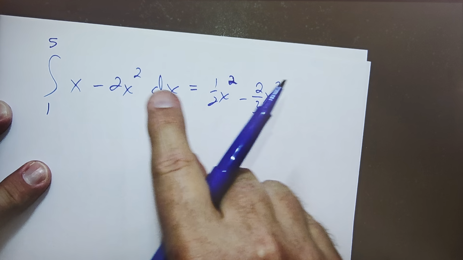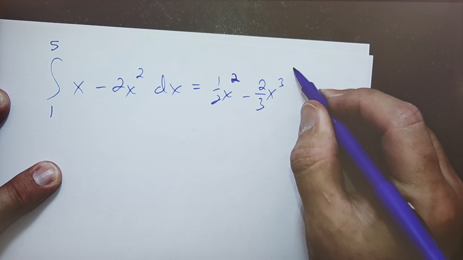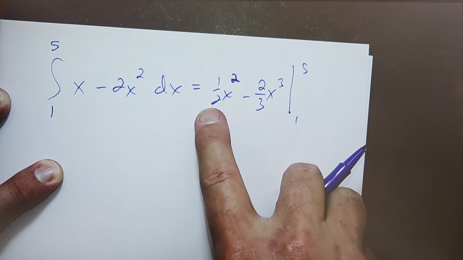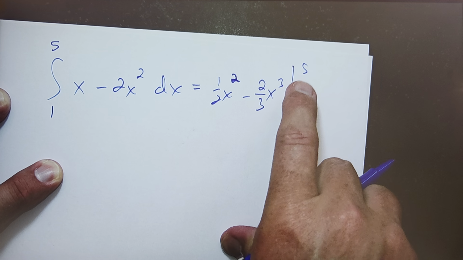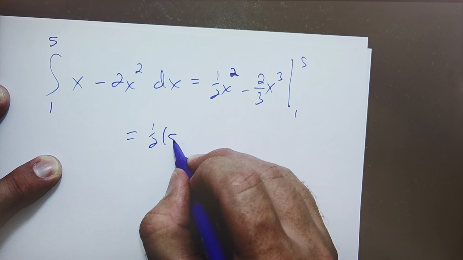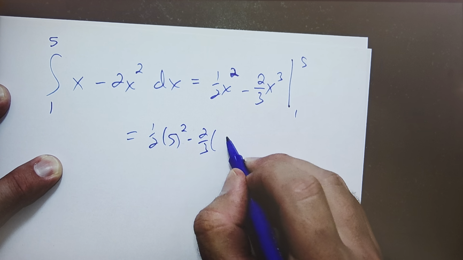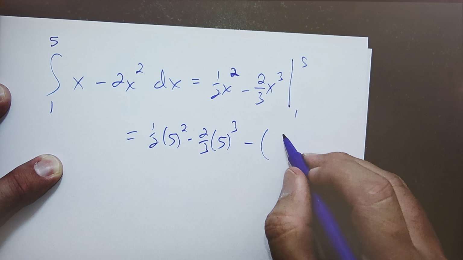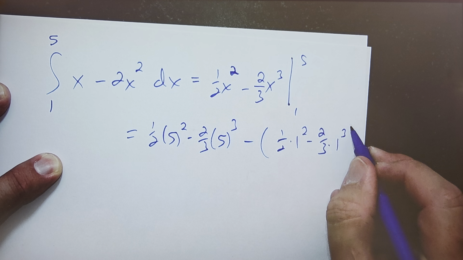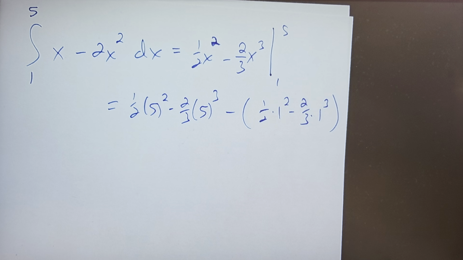But here's a shorthand way to capture what I have to do. I draw a line, and I put a 1 and a 5. What this symbol means is take this and evaluate it between 5 and 1. So that means plug a 5 in, minus plug a 1 in. It's just a shorthand way to write what I need to do next.